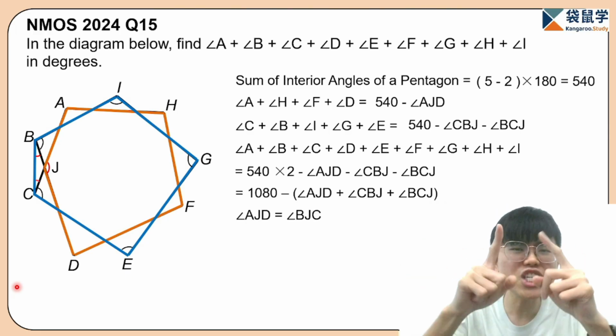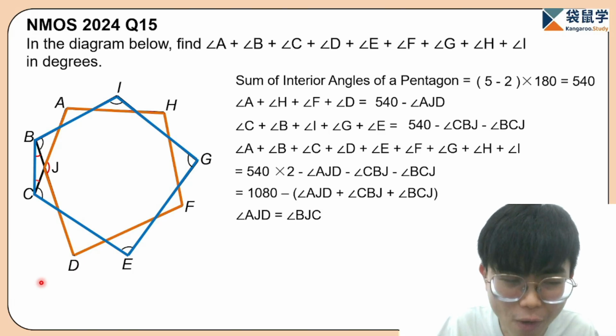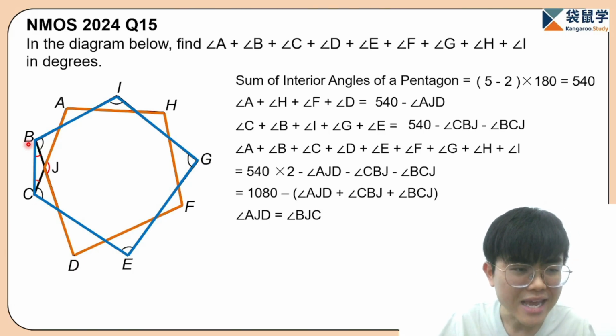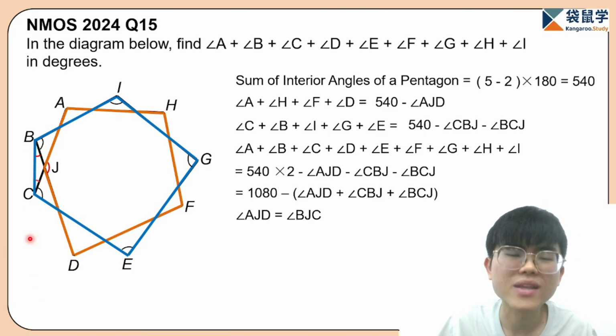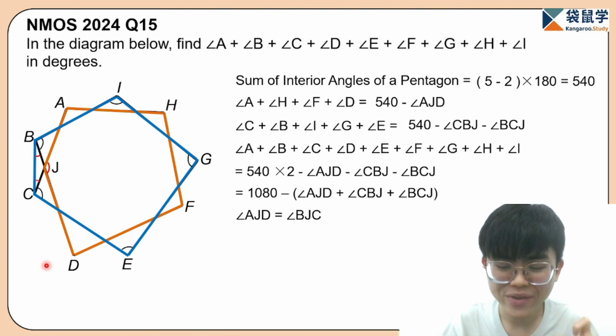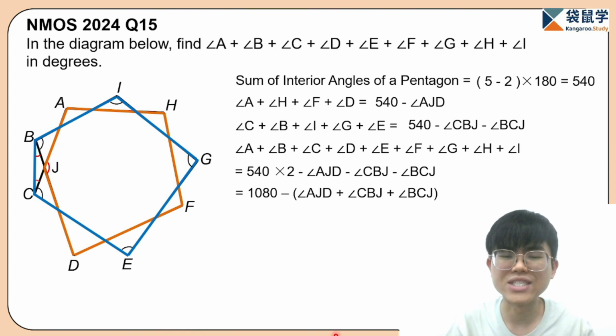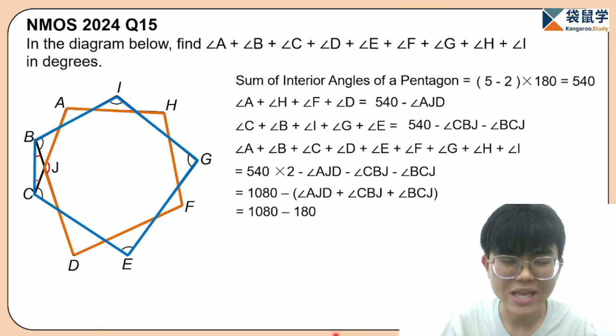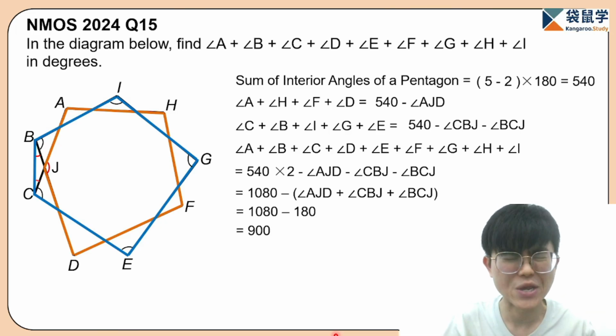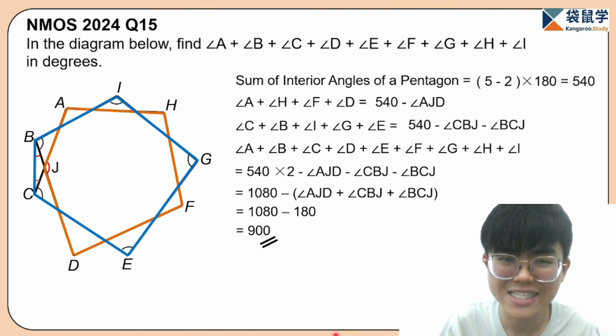So since AJD is equal to BJC, everyone, you see BJC, what kind of shape is this? This is a triangle. So we know that the sum of all of these angles is just equal to 180. And our answer will be 900 degrees. And this is our final answer.